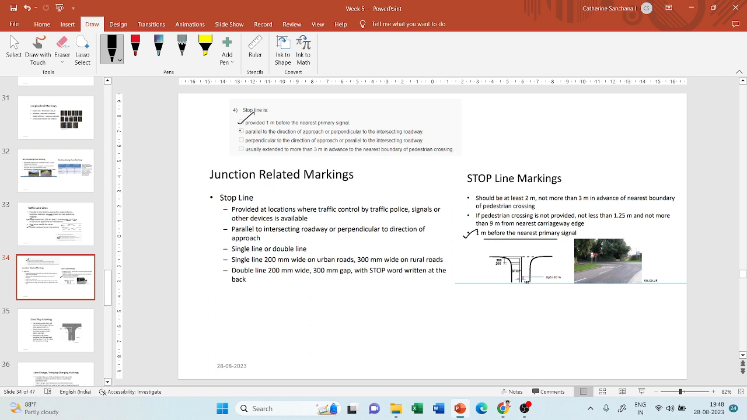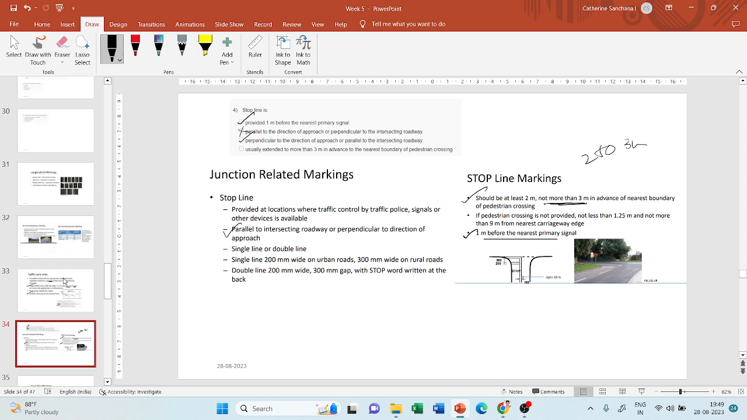So it is the opposite. So this is not correct, but this is correct. Okay, so it comes under this point. Usually extended to more than 3 meters in advance to the nearest boundary of pedestrian crossing. It is not more than 3 meters. If you check this point, 2 to 3 meters is the limit. Here it says more than 3 meters. So the answer to this is 1 and 3.